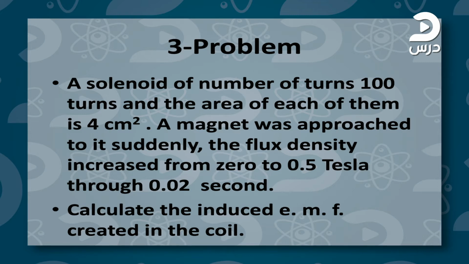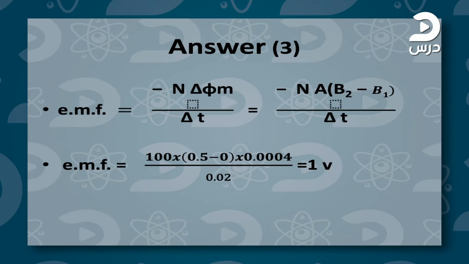The answer: we say that the EMF equals negative N delta phi M over delta T. Of course, phi equals A delta B, which will be B2 minus B1. So the law: EMF equals negative N A times B2 minus B1 divided by delta T. So EMF equals negative 100 multiplied by 0.5 minus 0, multiplied by 0.0004, divided by 0.02. So the answer is 1 volt.